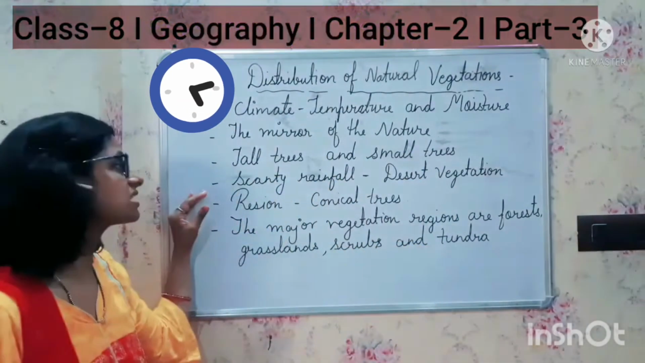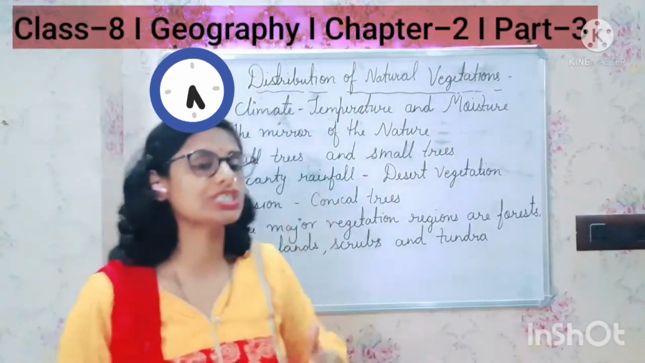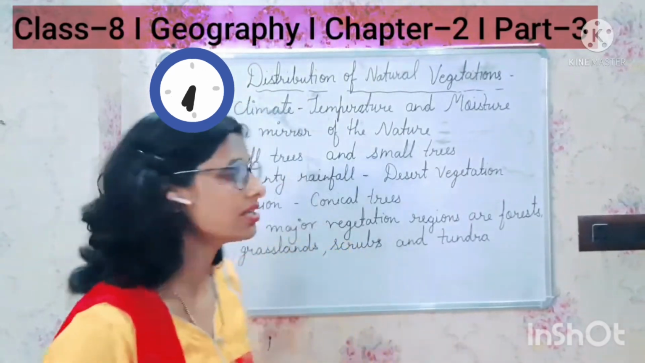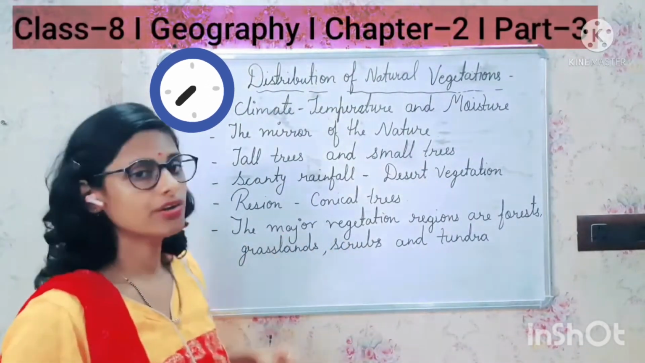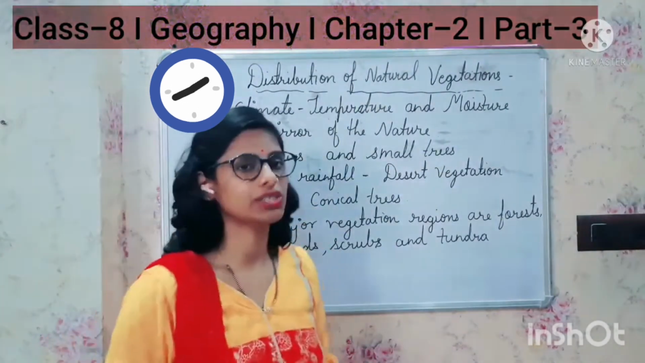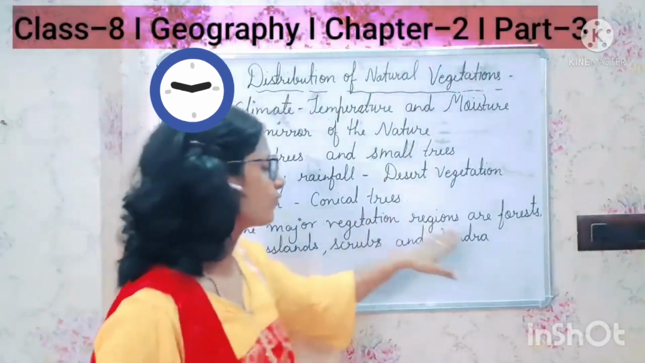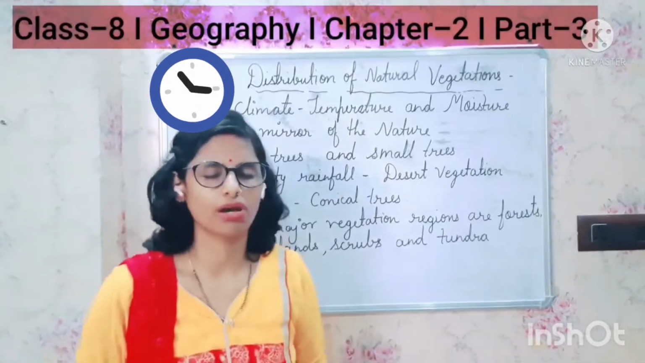But where there is scanty rainfall, or we can say no rainfall, it leads to desert vegetation. And in the regions which receive snow, we will find conical trees. The major vegetation regions are forest, grasslands, scrubs and tundra.